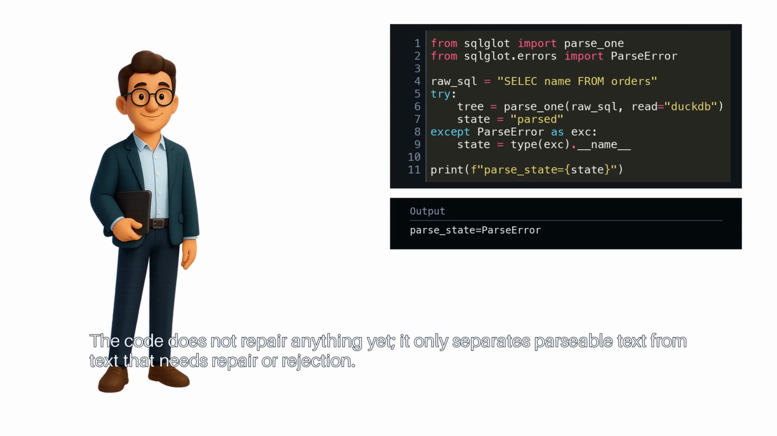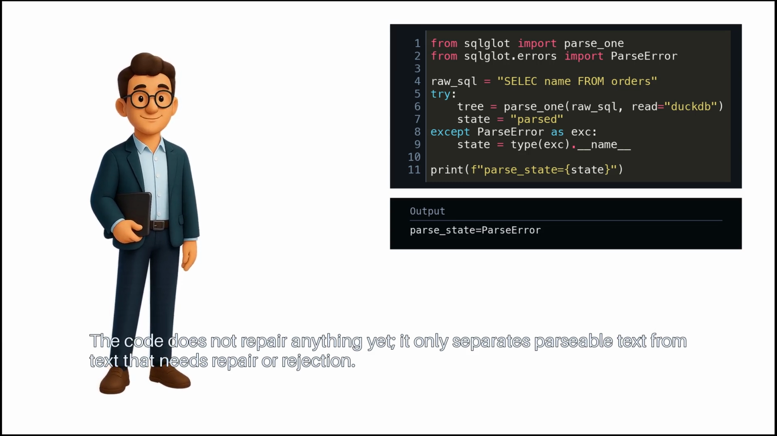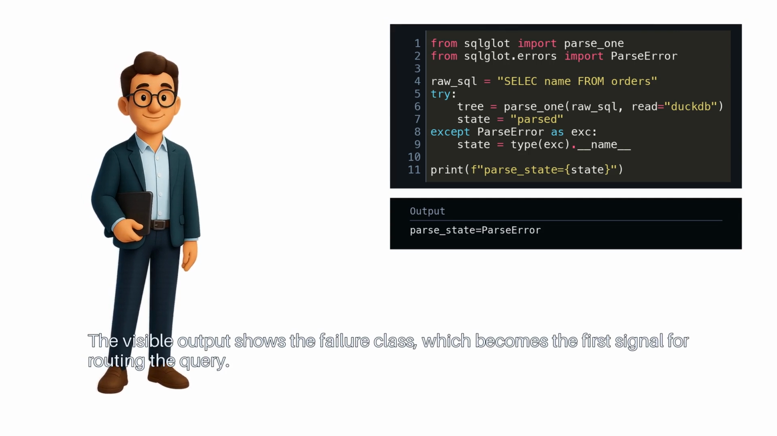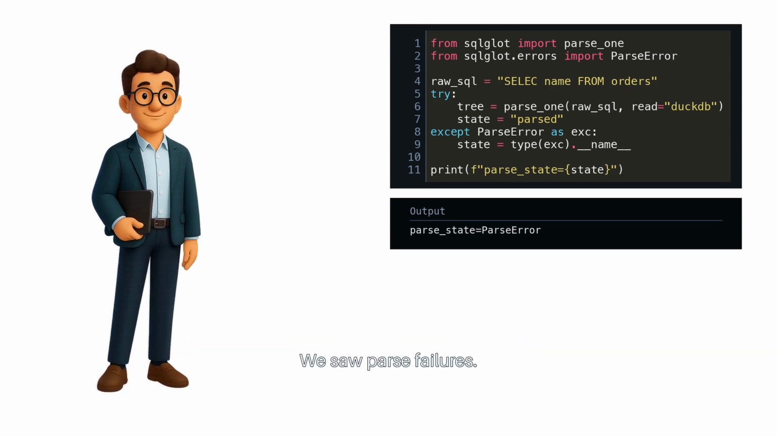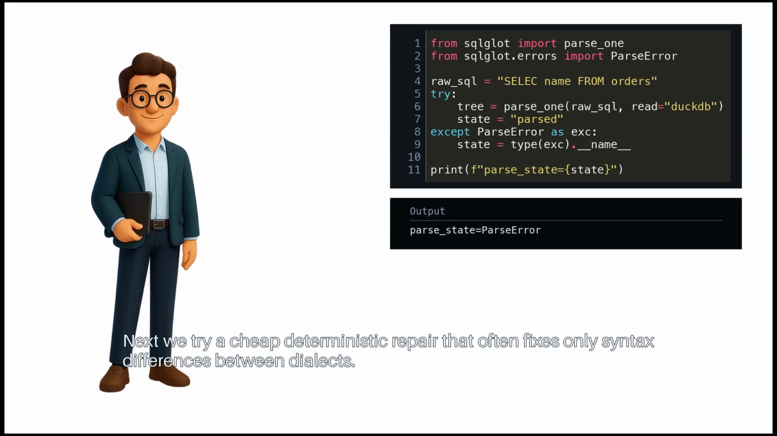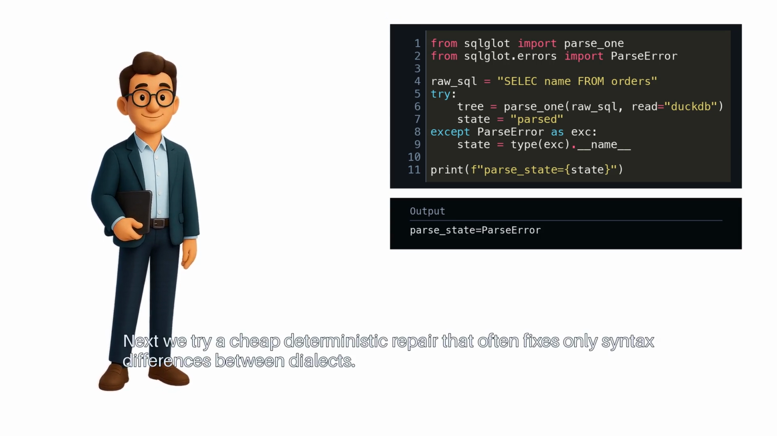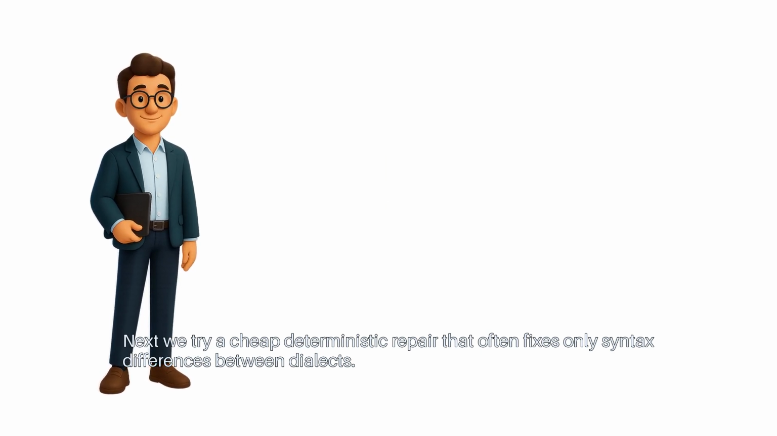The code does not repair anything yet. It only separates parsable text from text that needs repair or rejection. The visible output shows the failure class, which becomes the first signal for routing the query. We saw parse failures. Next, we try a cheap, deterministic repair that often fixes only syntax differences between dialects.